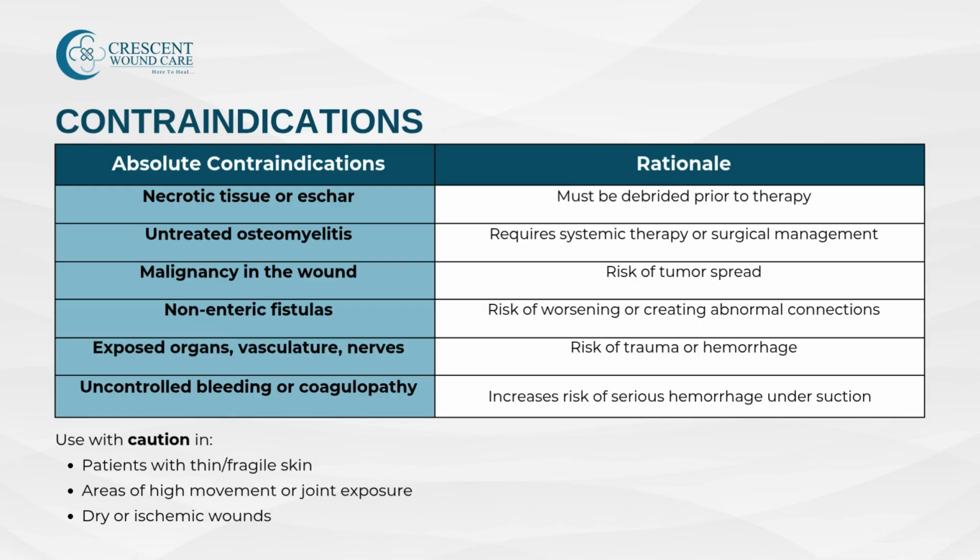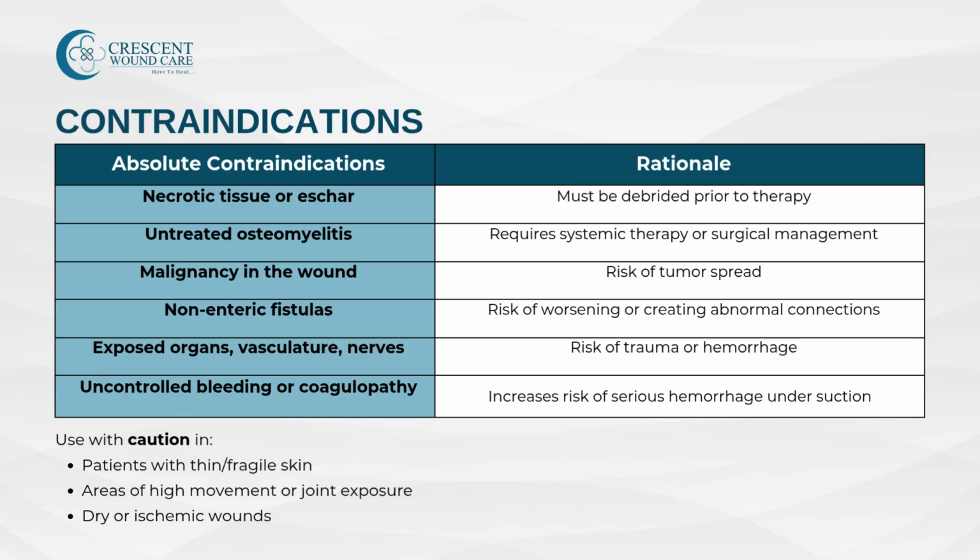While NPWT is widely beneficial, it's not appropriate for all wounds. It's essential to be aware of contraindications to avoid complications or harm. Presence of necrotic tissue or untreated infection. NPWT should not be applied over slough or eschar. The wound must be debrided first. Malignancy in the wound bed. Negative pressure may stimulate tumor growth and is generally contraindicated in malignant wounds.